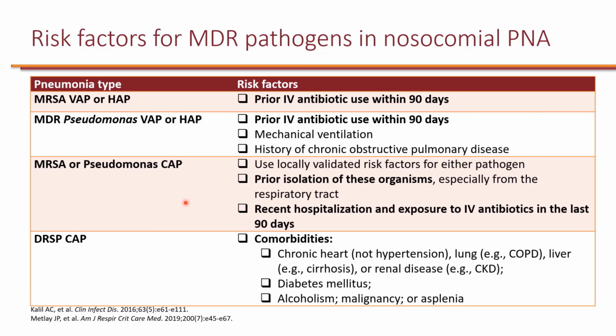So it really depends on the hospital because they couldn't find a validated risk factor that will work across the country. And one strong risk factor for MRSA or Pseudomonas is actually a prior history of isolation of these organisms, especially if it's in the respiratory tract. So if somebody had a sputum culture in the past that actually grows Pseudomonas or MRSA, then the next time that patient has CAP, they're more likely to have Pseudomonas or MRSA.